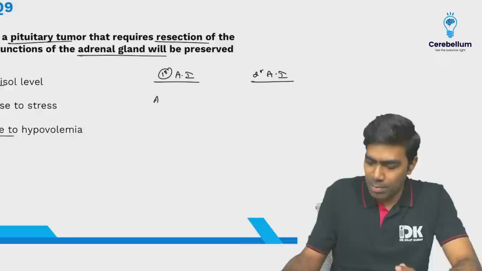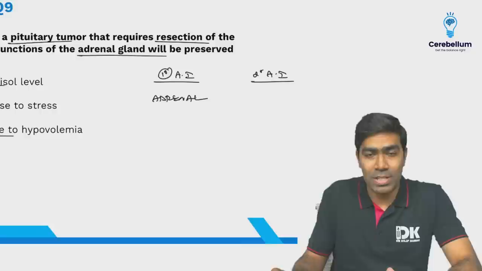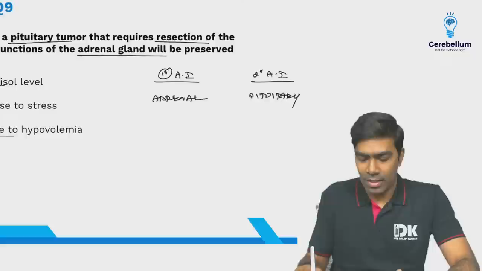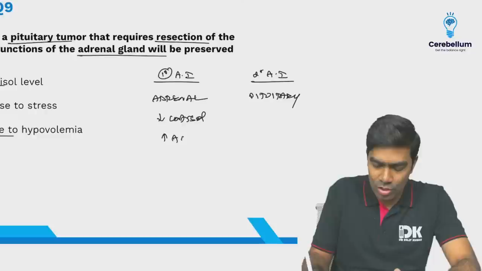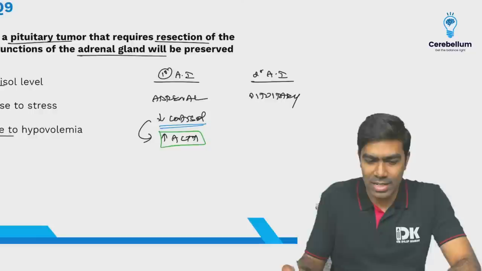So here the problem is the adrenal gland. Adrenal is the problem here. What about secondary adrenal insufficiency? Here pituitary is the problem. Pituitary is defective. So in primary, the problem is low cortisol, and that is raising the ACTH. Reflexly, ACTH is raised, but the main problem is low cortisol. And this raised ACTH is going to result in hyperpigmentation.